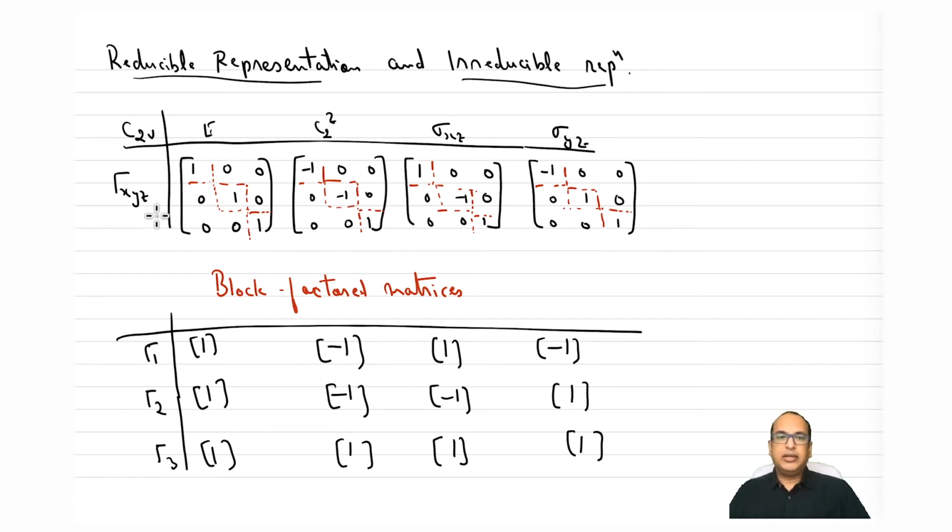So we can see that upon doing block factorization of these matrices, we can convert this into one of the basic sets of the matrix representations which cannot be reduced further. So you cannot reduce a one-dimensional matrix further down, right? So this type of representation is called a reducible representation, and these type of representations are called irreducible representations, which cannot be reduced further.